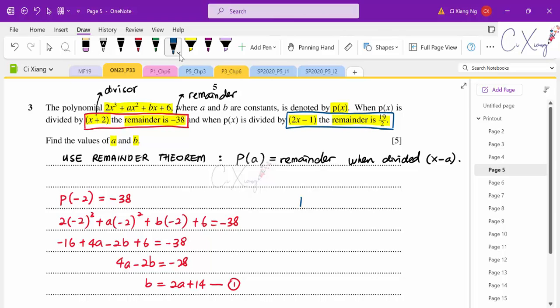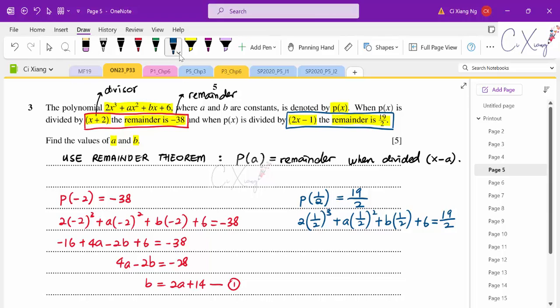So the same, I will apply the same remainder theorem here. So substitute x equals half into the polynomial, then I'll get the remainder 19 over 2. So this is what we have. I'm having 2, then 1 over 2 power 3, and then plus a, then 1 over 2 squared, plus b, 1 over 2, plus 6. It is equal to 19 over 2.